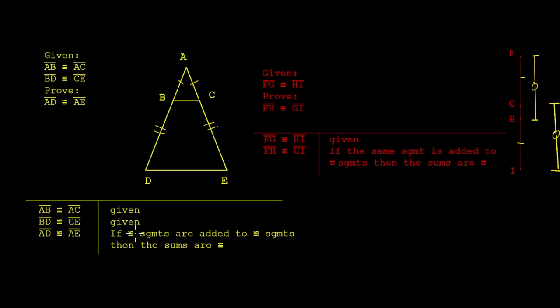In the yellow, if congruent segments are added to congruent segments, then the sums are congruent. Those two and those two. In the red, if the same segment is added to congruent segments, then the sums are congruent. We add the same segment to each of these congruent segments and get congruent segments. Run through it a few times and you should be good.